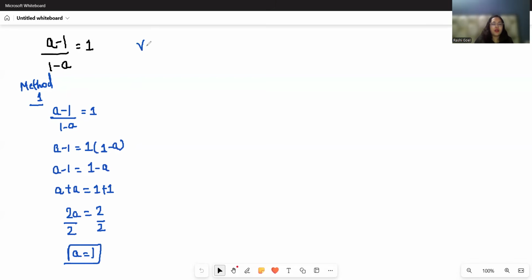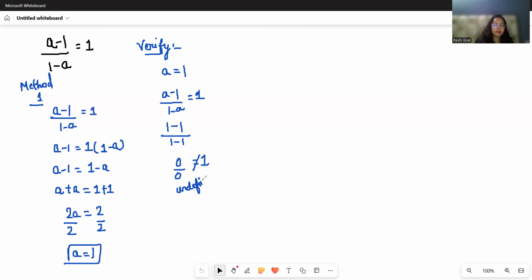So let's check by doing the verification. Put a = 1. So (a - 1)/(1 - a) = 1 becomes (1 - 1)/(1 - 1), that is 0/0 = 1. That cannot be possible. So here it is an undefined form, and this will not satisfy the equation. So a = 1 is not the possible answer for this. So this equation has no solution with this method.